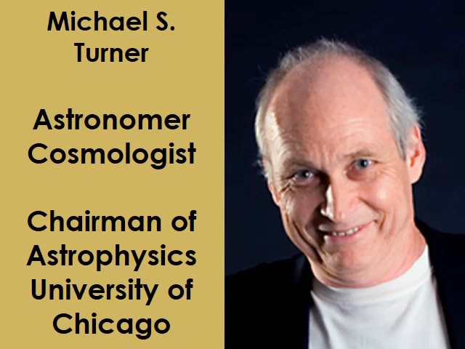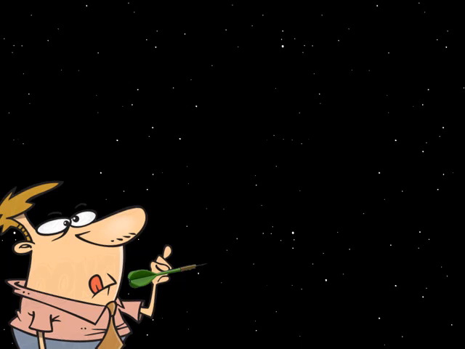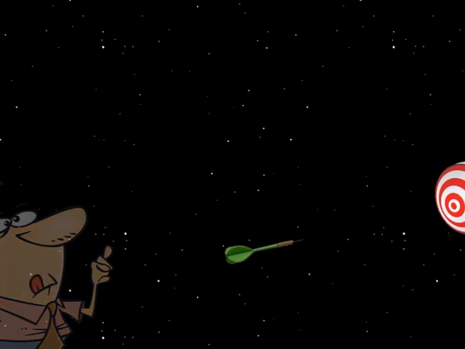Michael S. Turner, chairman of astrophysics at the University of Chicago, wrote that the precision is as if one could throw a dart across the entire universe and hit a bullseye 1 millimeter in diameter on the other side. Well, that indeed is precision.